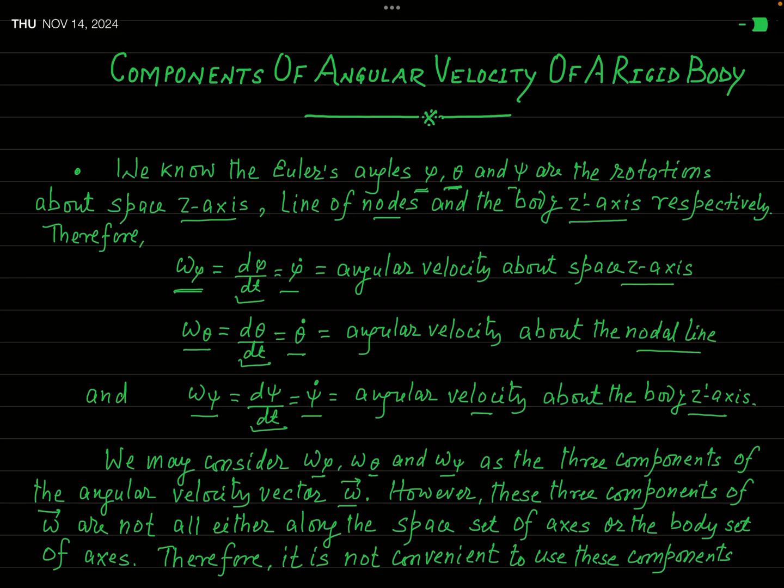Are these three components of angular velocity along the three axes of the body set of coordinate axes? Answer is no, because you can see the first component omega phi is about the space z axis. The second component omega theta is about the nodal line, and the third component omega psi is about the body z axis. So these three components of omega are not all along either the space set of axes or the body set of axes. So it is not convenient to use these components to describe the motion of a rigid body.